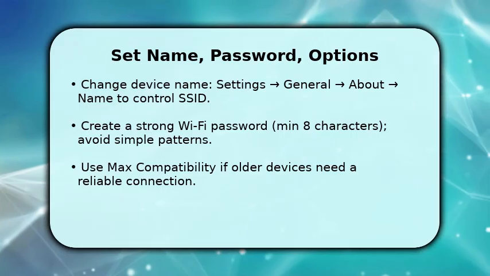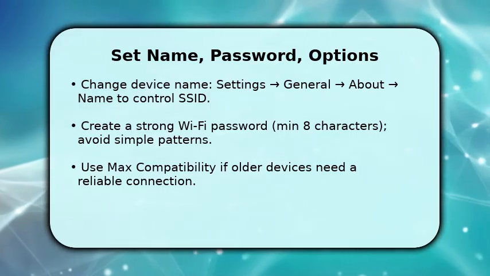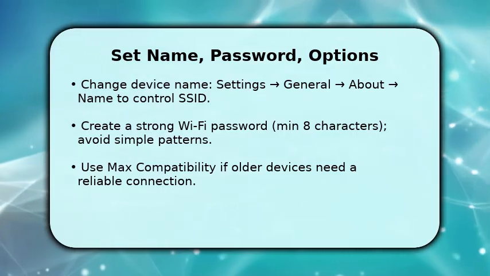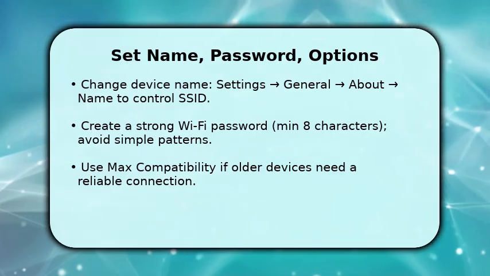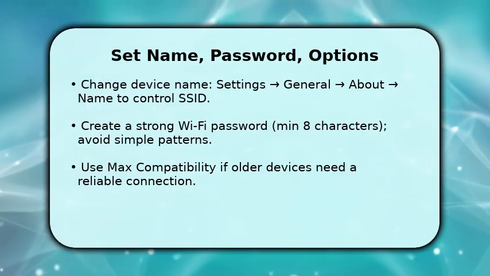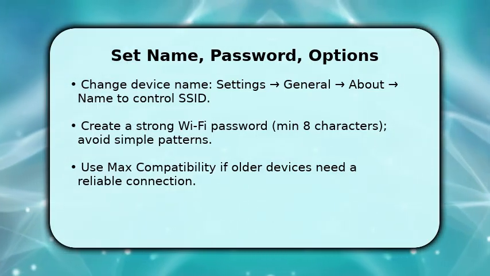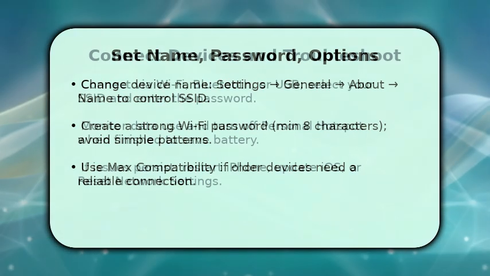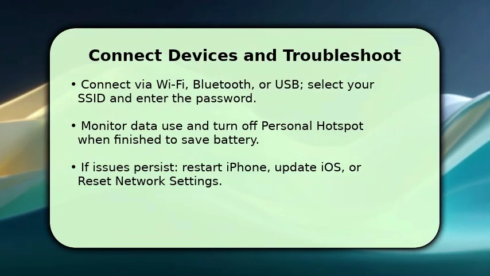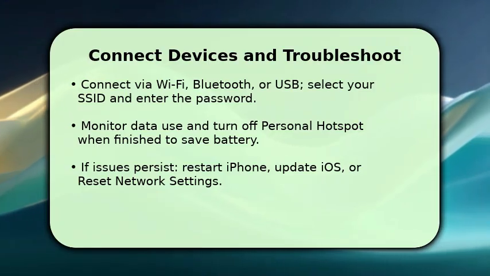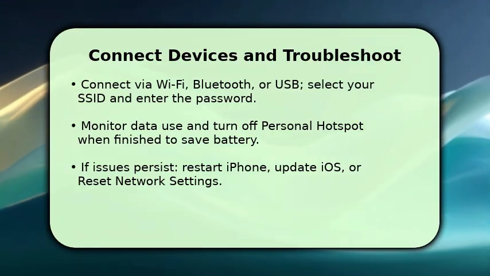If a connected device is old or having trouble, enable Maximize Compatibility to use a broader Wi-Fi mode. This may slow speeds, but you finish by connecting the client device. Pick your iPhone SSID in Wi-Fi, pair by Bluetooth, or plug in via USB and approve the connection. Watch data and battery. Turn off Personal Hotspot when you're done.